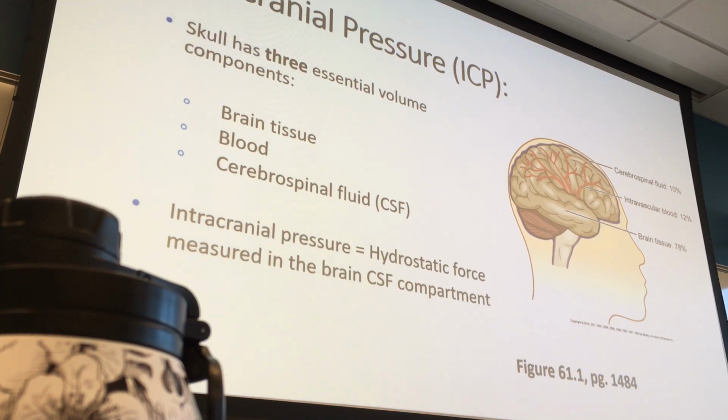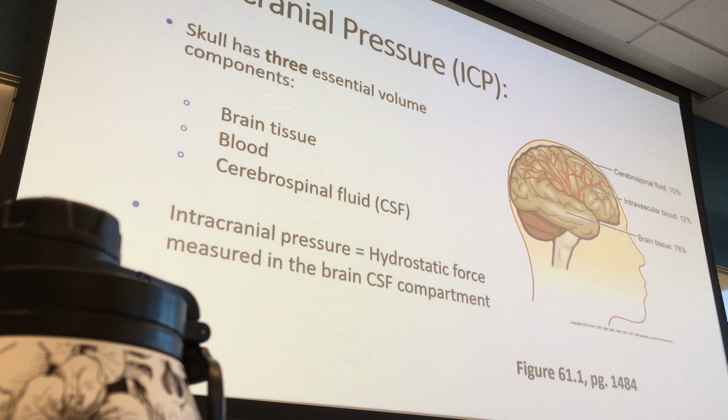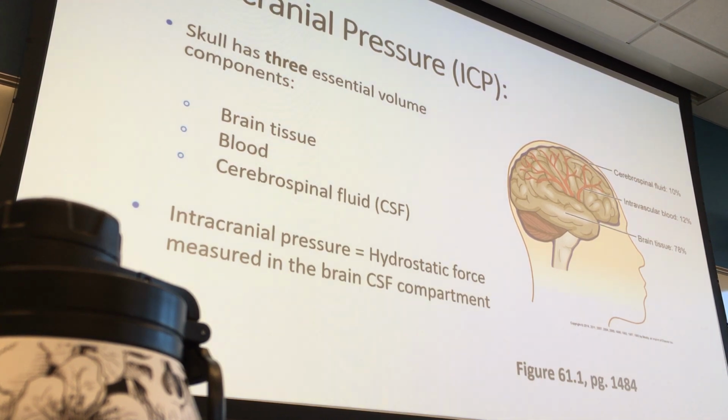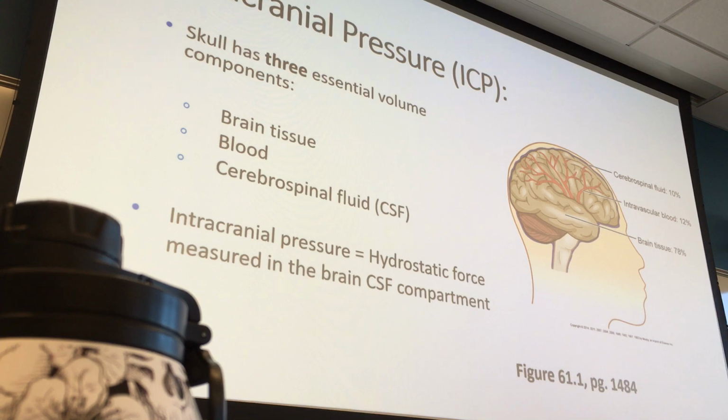The skull has three components: brain tissue, blood, and CSF. And basically, it's all of those forces within the brain that really make you question whether a patient is having increased intracranial pressure. So even if you hadn't read anything, even if you hadn't done any of the notes, in your normal day-to-day life, if you had something really pressing on your brain, pressing on your head, what would be some of the symptoms that you would have?